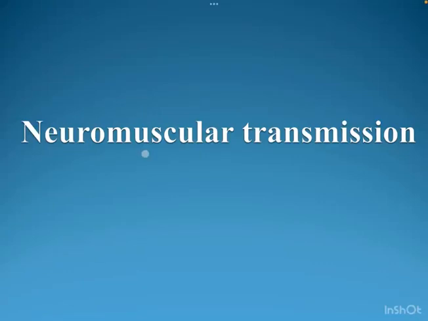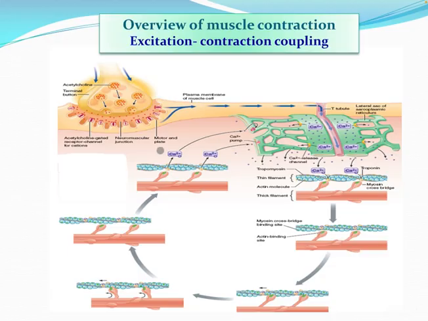In this session, we'll be learning about neuromuscular transmission. So first, let's talk about the overview of muscle contraction. An excited neuron first acts on muscles, and then there is a generation of the impulse or action potential in the muscle.